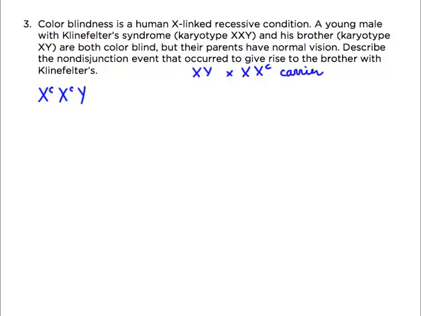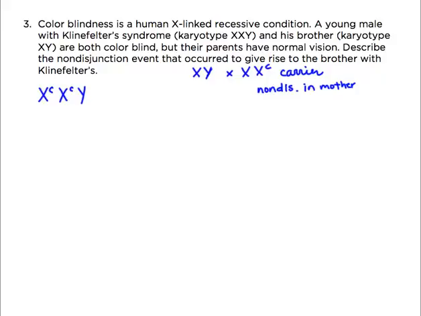And therefore, because we know that the father doesn't carry this colorblind allele, we know that the non-disjunction event must have occurred in the mother. So non-disjunction definitely occurred in the mother. But now we have to figure out at what point in meiosis did this occur.